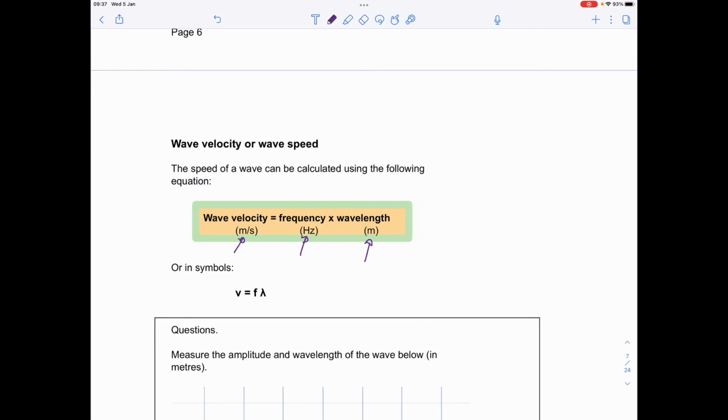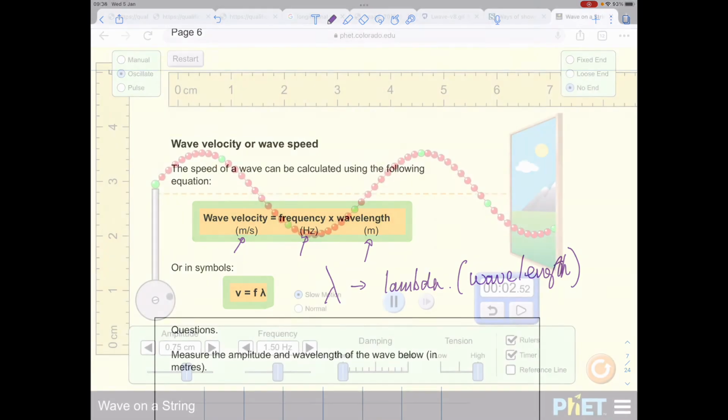We shorten that to this in symbols. Now there's a funny little Greek symbol in here, and it's this one in the end here. This symbol, which is a bit like an upside down Y, if you haven't seen it before, is called lambda. It's a Greek letter L and is the symbol for wavelength. So quite often we just write a lambda sign rather than writing out wavelength. Okay, so V equals F lambda. V is the velocity, F is the frequency, and lambda is the wavelength. And that's how we measure waves.